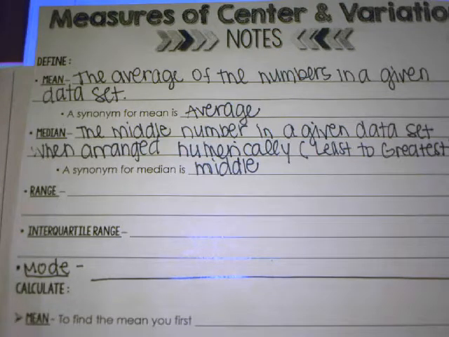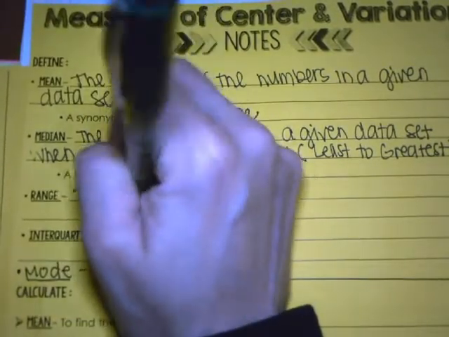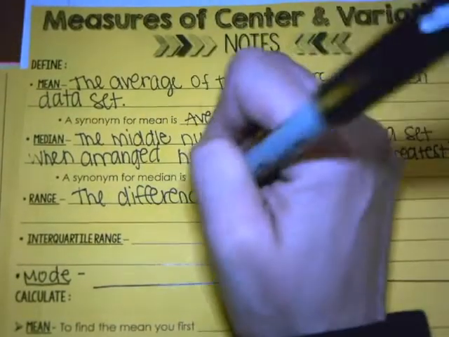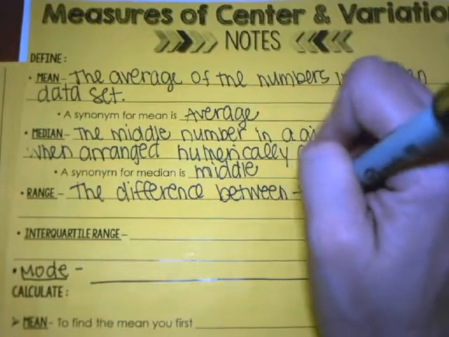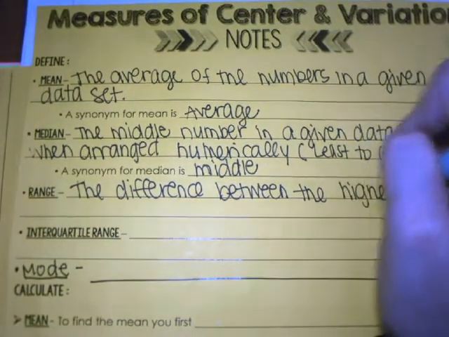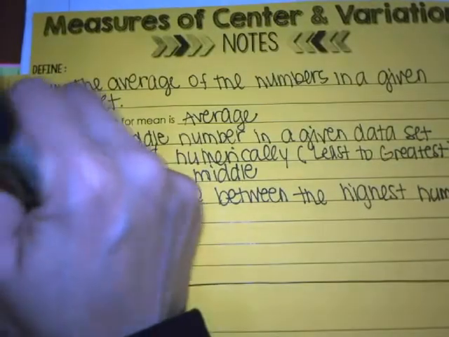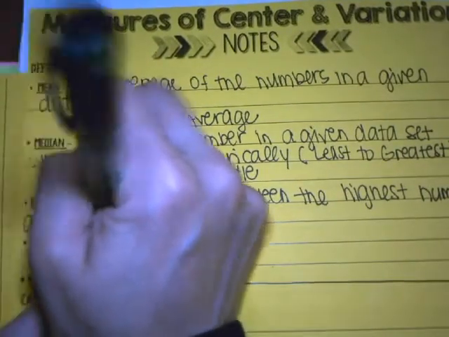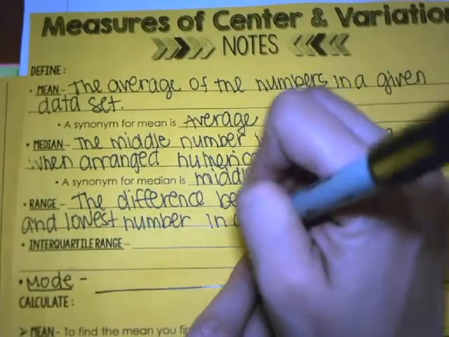Range. Who knows what range is? Iba? The ratio of a group of numbers from least to greatest, like the smallest number compared to the biggest number. Okay, perfect. There you go. So it is the difference between the highest number and lowest number in a set of data.